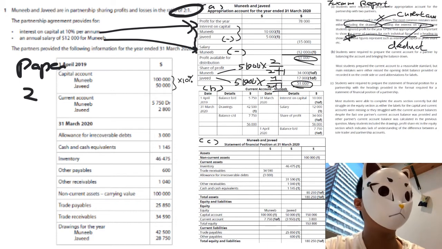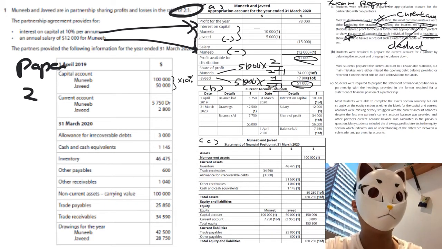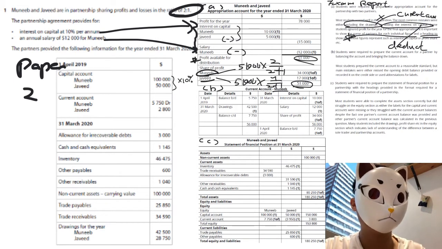And also you need to put a heading. These headings are very important. Headings, and you need to show the names. So these are very important. So this is all for part A.